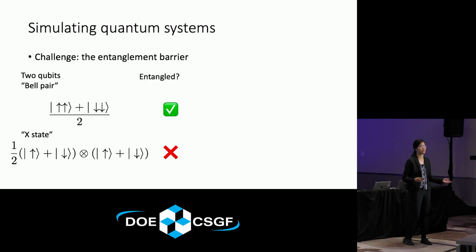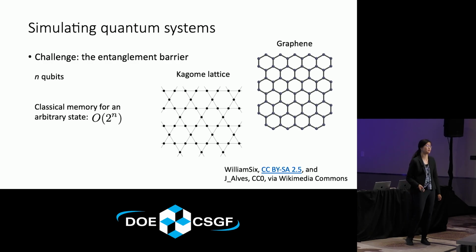However, with 2 qubits, we can always write down the state by hand. And it's not clear where this entanglement barrier actually comes in. So that's a many-body effect. It happens when we go from 2 to n qubits, where the classical memory for an arbitrary state on n qubits now scales exponentially in system size. But at the same time, it's important to come up with classical simulations and figure out ways to model in spite of this entanglement barrier.